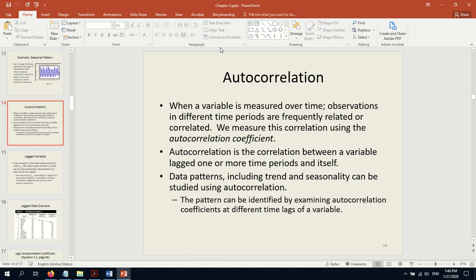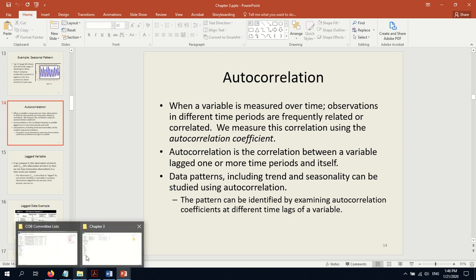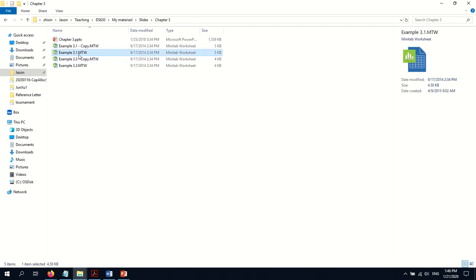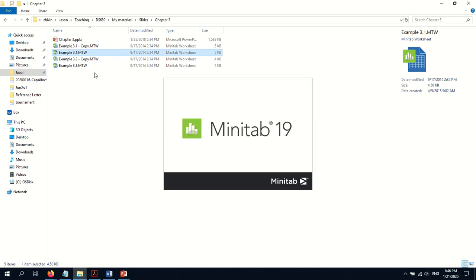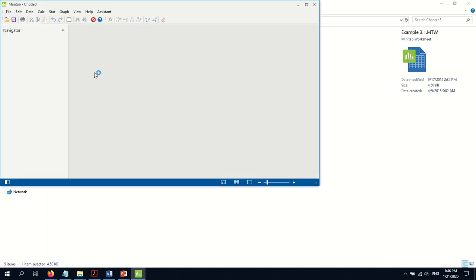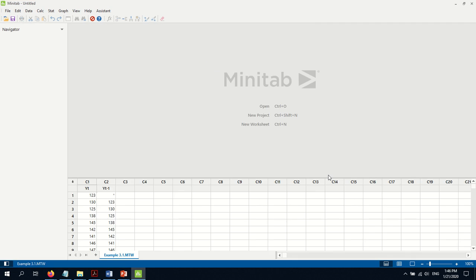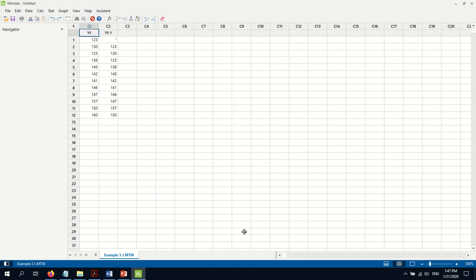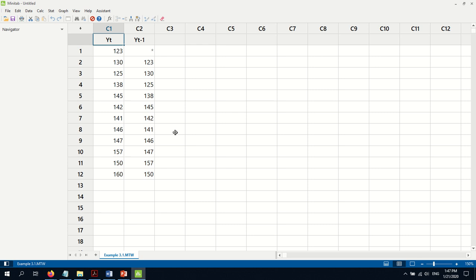In this video clip, we learn how to find the autocorrelation coefficient and test its significance using Minitab. We are using our data file, example 3.1. We double-click to open it in Minitab. We can enlarge it. Here we study column YT.